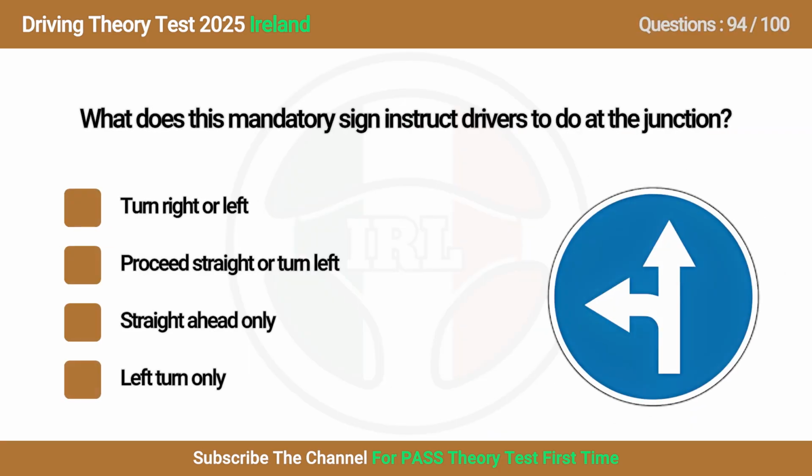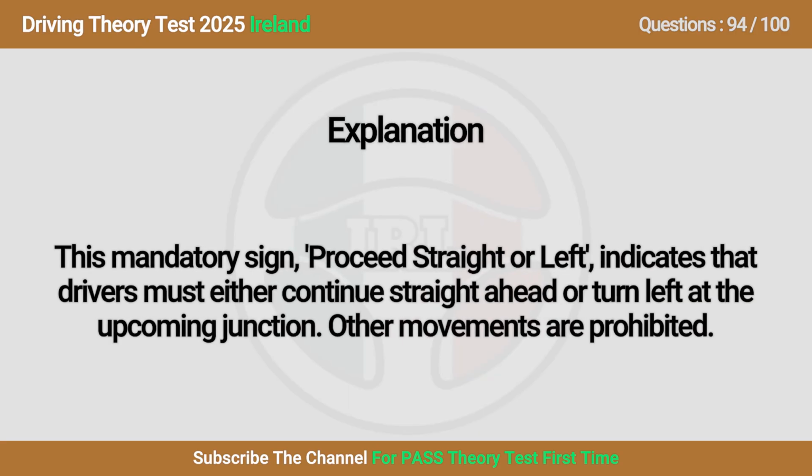Question 94. What does this mandatory sign instruct drivers to do at the junction? A. Turn right or left. B. Proceed straight or turn left. C. Straight ahead only. D. Left turn only. Answer is B. Proceed straight or turn left. This mandatory sign, proceed straight or left, indicates that drivers must either continue straight ahead or turn left at the upcoming junction. Other movements are prohibited.